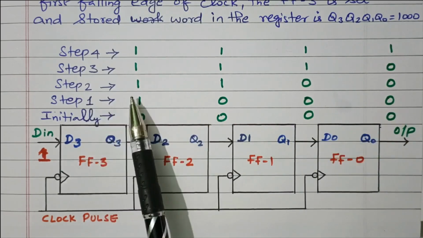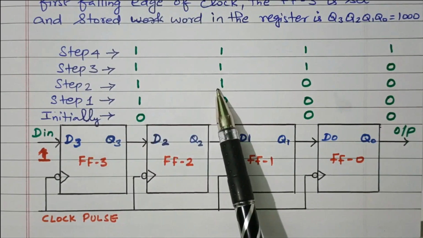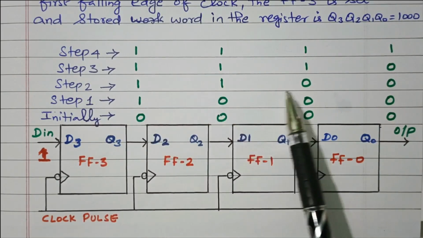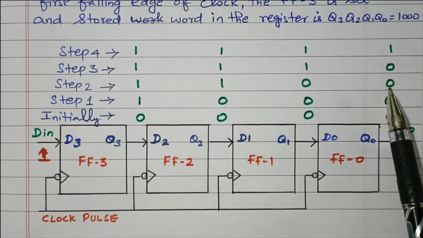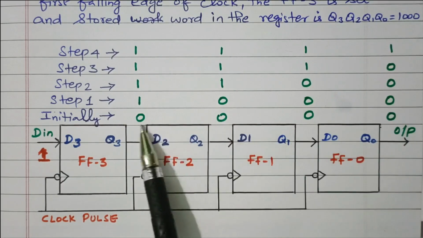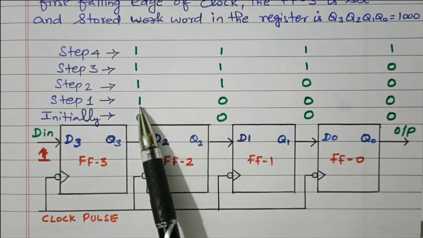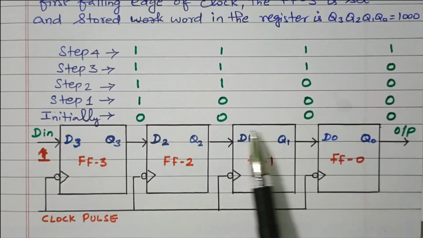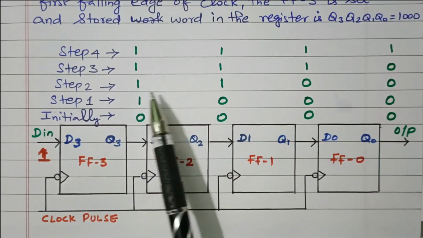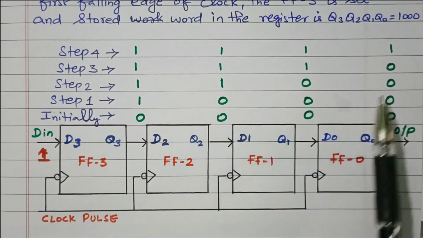In step 2, again one more 1 is applied. What happened? This 1 will go to the next flip-flop. This 0 goes to the next flip-flop. This 0 goes to the next flip-flop. So that it becomes 1, 1, 0, 0. Initially all 0, 0, 0, 0. While applying only 1, it becomes 1, 0, 0, 0. While applying the next one, it becomes 1, 1, 0, 0. That is, data is moving one by one.